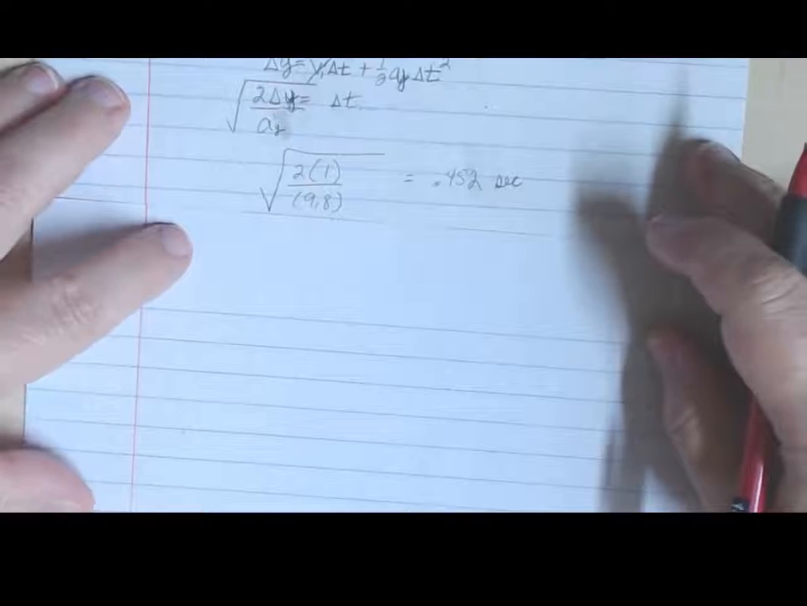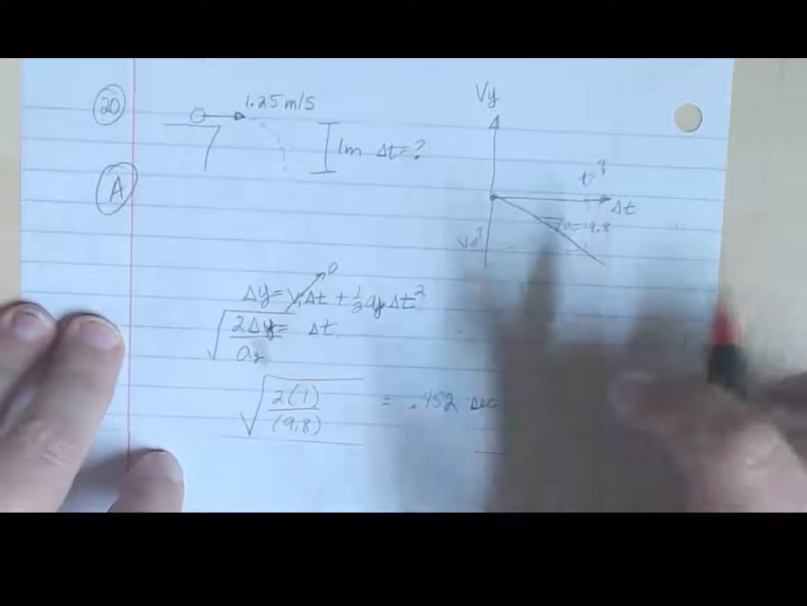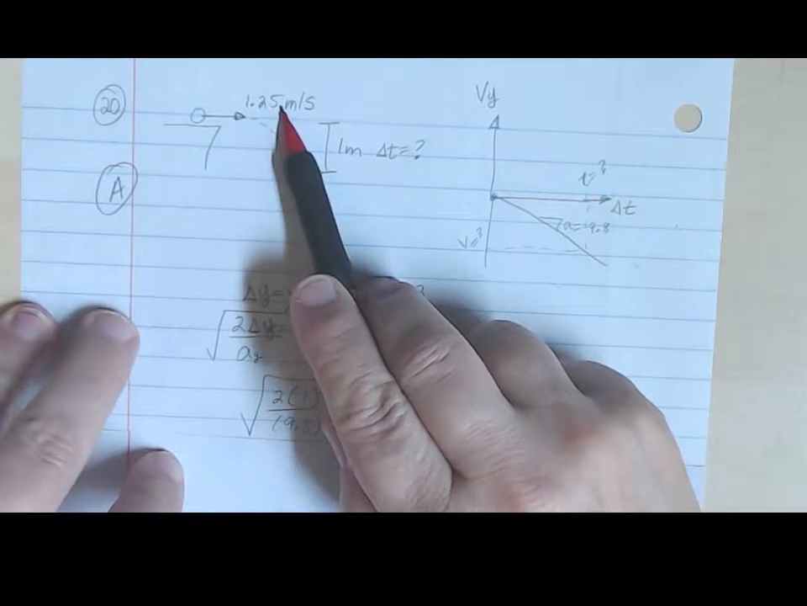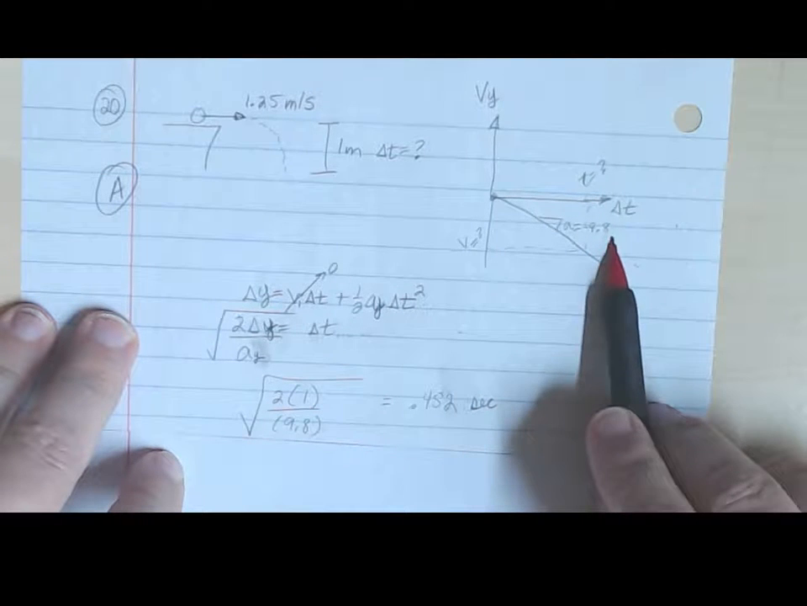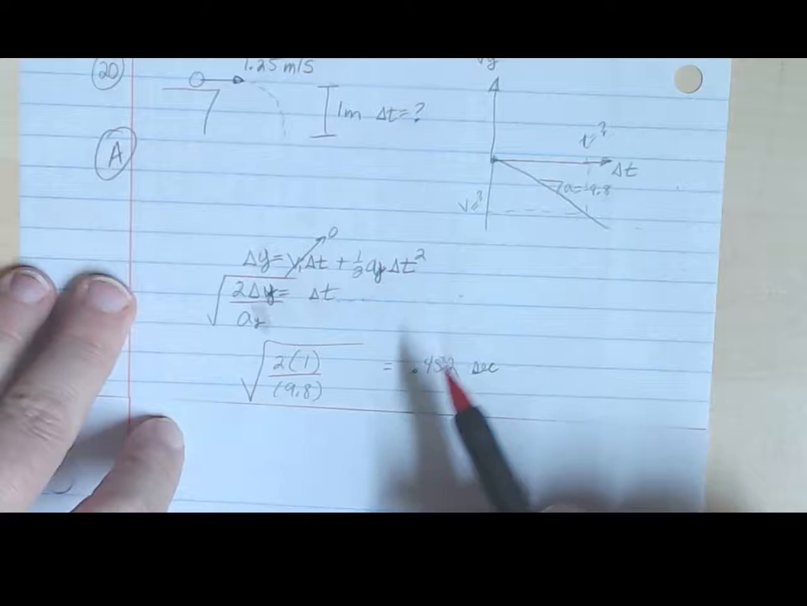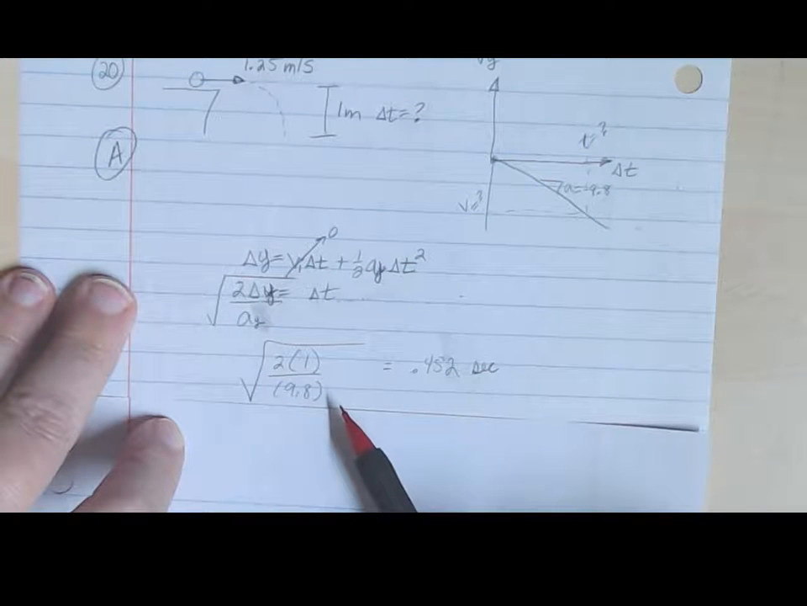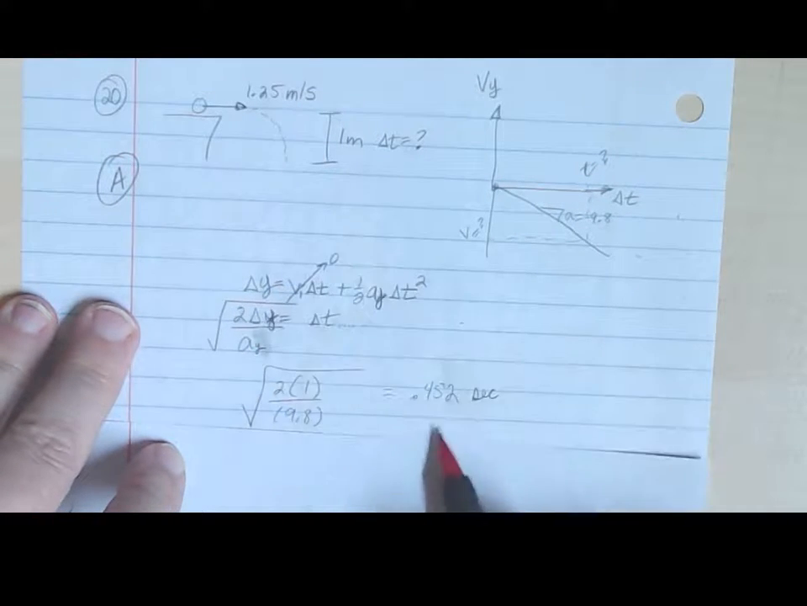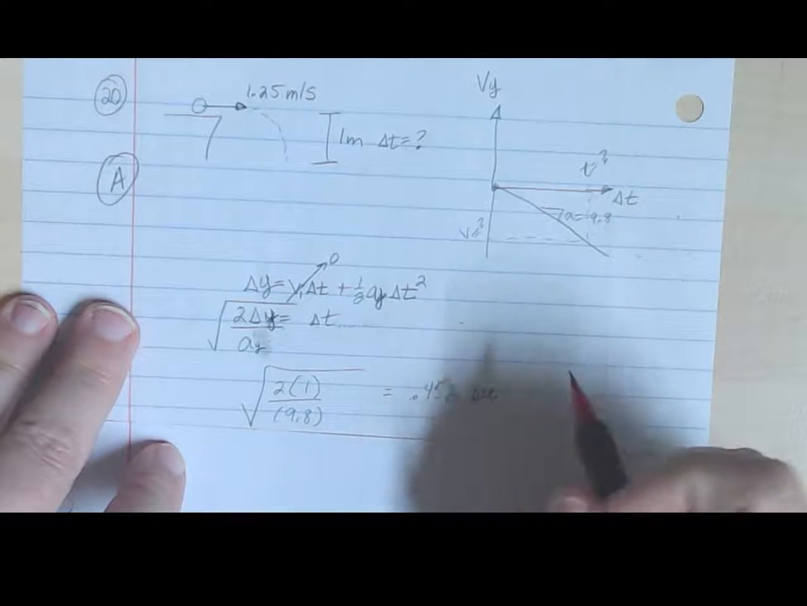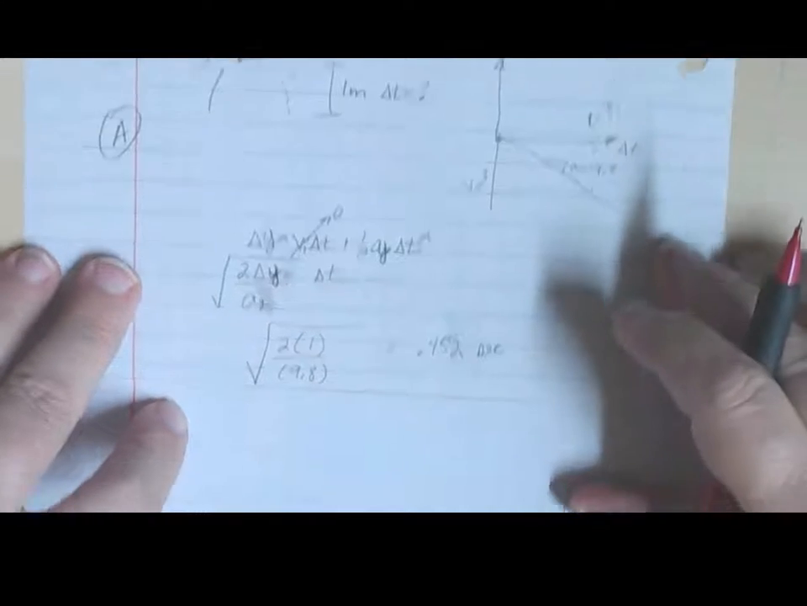How many significant digits would we use? Well, in the initial problem, we're given 3 significant digits. And yeah, we know acceleration due to gravity is 9.8, but again, this is considered unlimited precision. So what would govern would be the 1.25 from the initial problem here. So I would report it out to 3 decimal places.